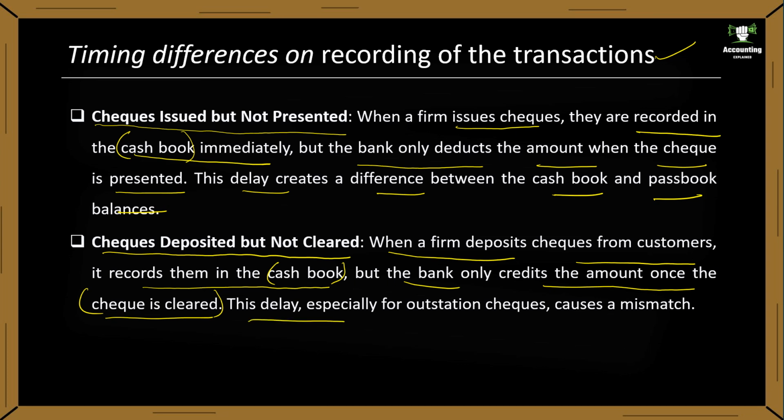This delay will be more for outstation checks, and this causes a mismatch between the cash book and the passbook also. Mainly for outstation checks, mismatch will be there. For the local checks, a slight delay of 1 day will be there. But for outstation checks, more than 2 days definitely will be there for the cash book entry to be passed in the passbook.